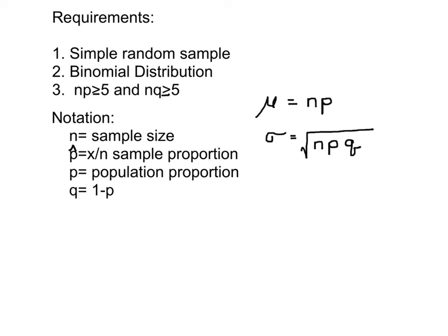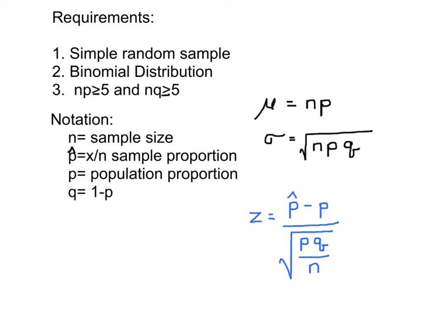We're also going to need to find our test statistic, and that is a z-score. That is p hat, the sample proportion, minus p, the population proportion, divided by the standard deviation, which is the square root of p times q, which is 1 minus p, divided by n, the sample size. Now let's work an example.